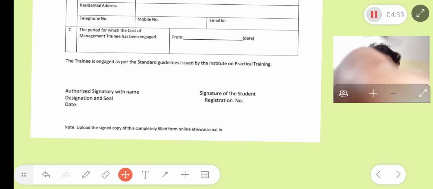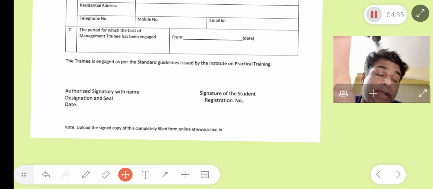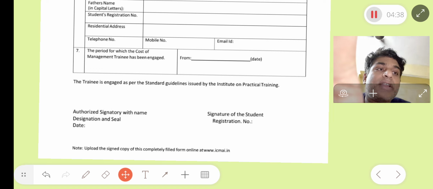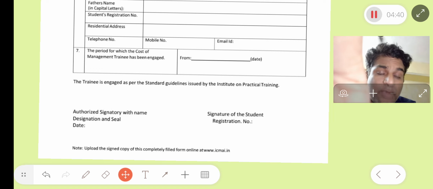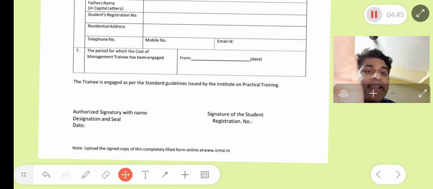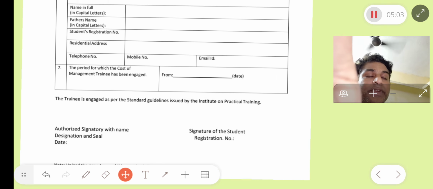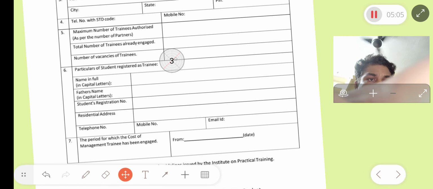The authorized seal and signature will be given by the recognized partners of the firm of cost accountants or practicing cost accountants. The trainee is engaged as per the student guidelines issued by the Institute on practical training. The signature and register number are given, and mention this. That's it. You upload the signed copy, scanned, and fill it in online on the institute website as a practical trainee.